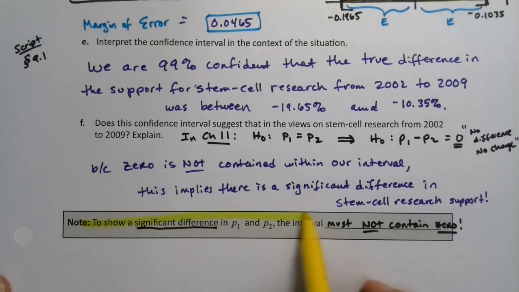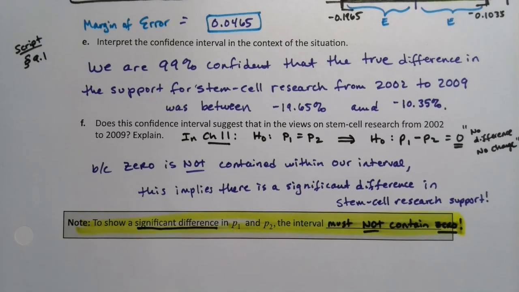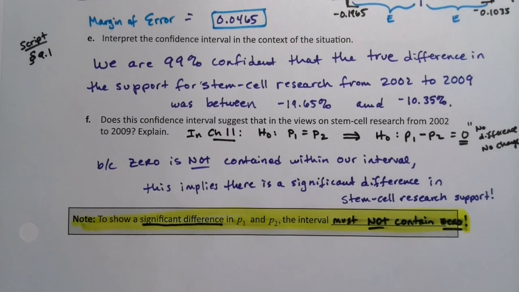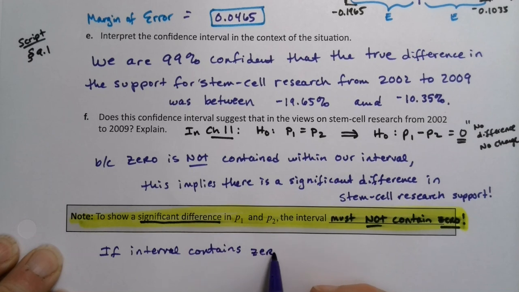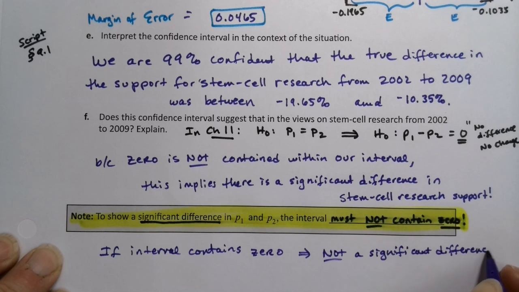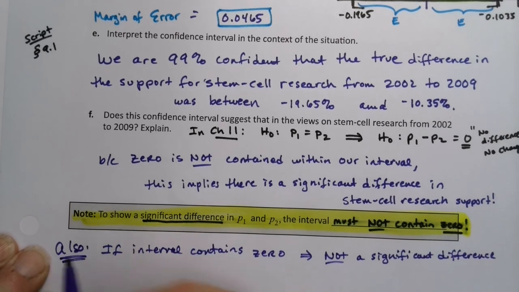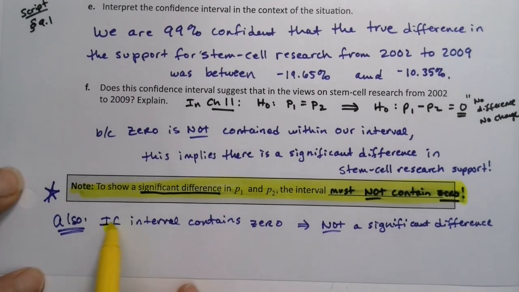Make sure you highlight that and put it on your note sheet. To show a significant difference, actually through all of Chapter 11, your interval must not contain 0. If it does not contain 0, there is a significant difference. If the interval contains 0, then that implies there is not a significant difference. Right? So those two things go hand in hand. Make sure you have them highlighted and put on your note sheet for the exam.